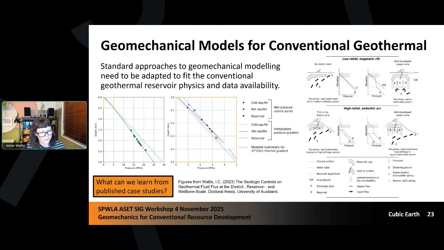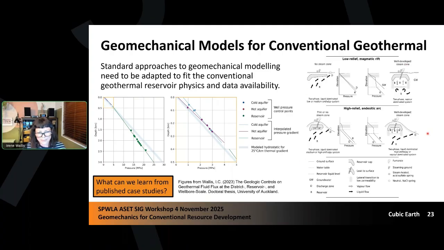The blue curves on this represent a standard hydrostatic gradient for a 25 degrees C crust, so global average. And so you'll find that these geothermal systems are hot hydrostatic, so underpressured relative to the discharge zone. And then you start getting this additional complexity.